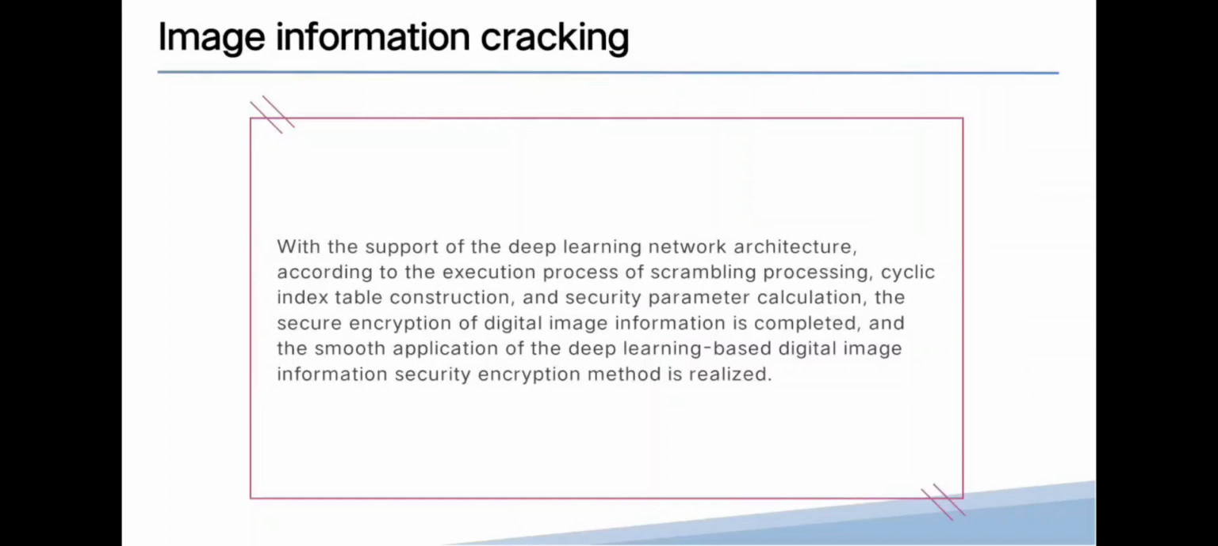With the support of the deep learning network architecture, according to the execution process of scrambling processing, cyclic index table construction, and the security parameter calculation, the secure encryption of digital image information is completed, and the smooth application of the deep learning based digital image information security encryption method is realized.